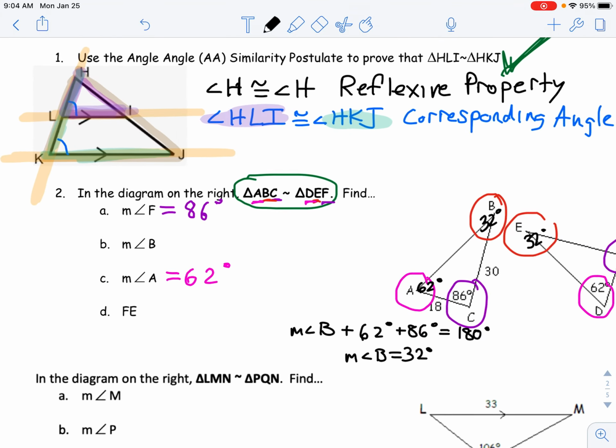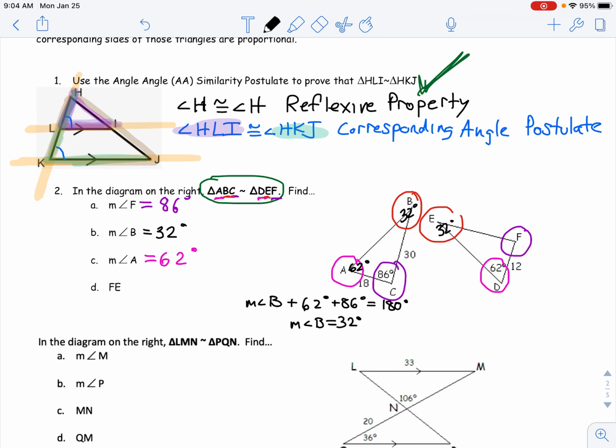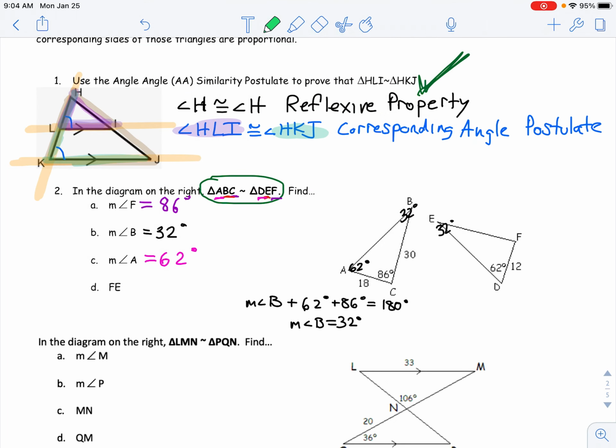I'll even write that there just for fun. All right. So 32 degrees. All right. So the corresponding angles are congruent. Now sides are proportional. All right. So the triangle's a little sloppy. I'm gonna erase these circles. You don't have to, but if you drew it, keep the circles on your paper or screen, whatever.